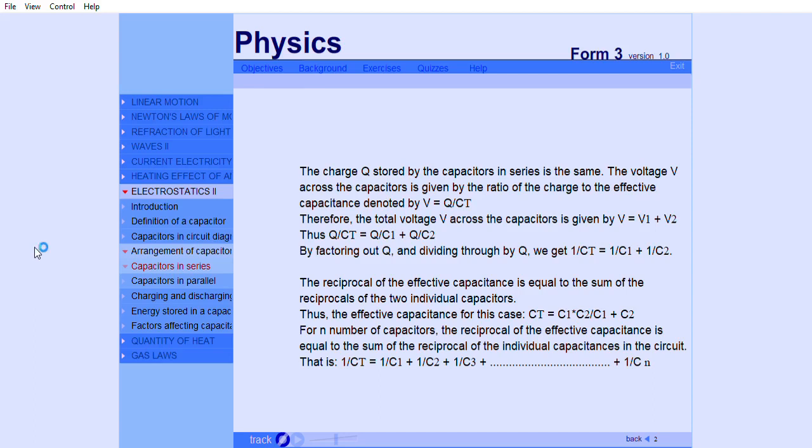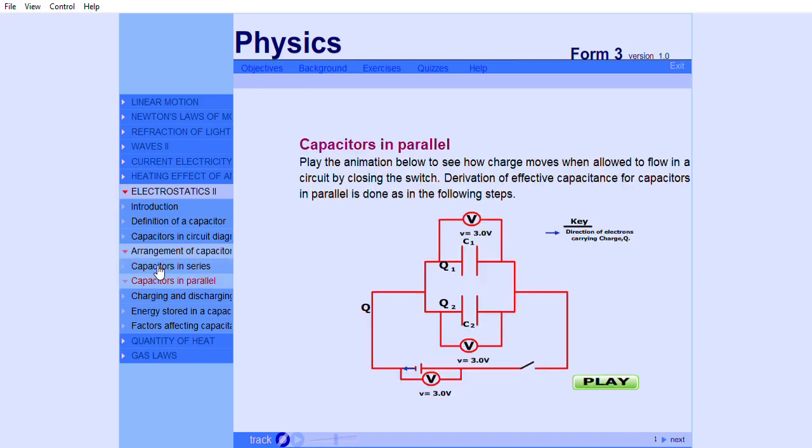That is, 1 divided by CT is equal to 1 divided by C1 plus 1 divided by C2 plus 1 divided by C3 plus 1 divided by Cn. Capacitors in parallel. Play the animation below to see how charge moves when allowed to flow in a circuit by closing the switch. Derivation of effective capacitance for capacitors in parallel is done as in the following steps.